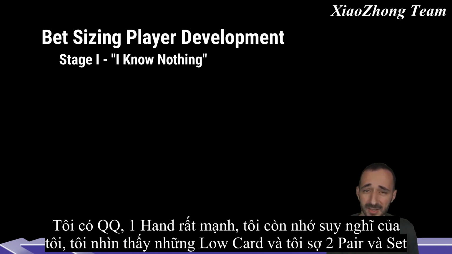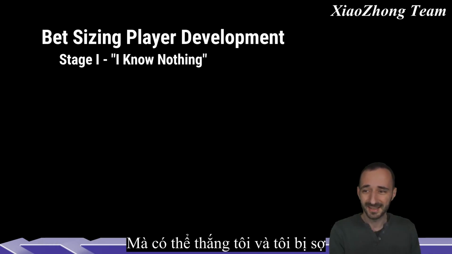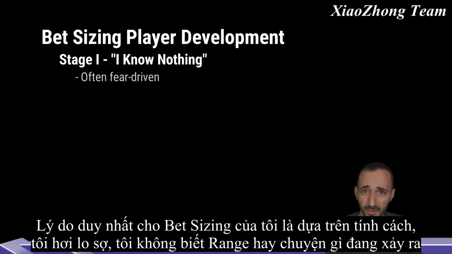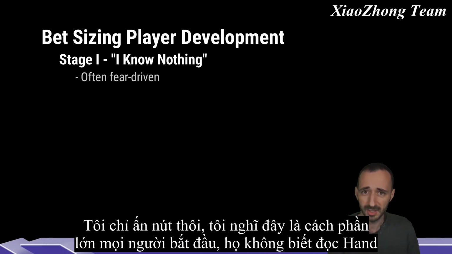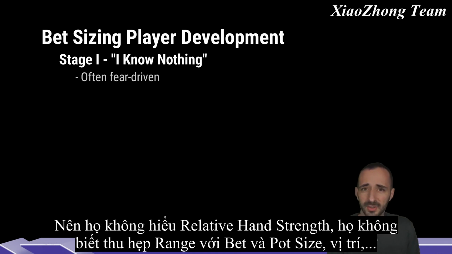My only answer, in my brain, I knew what I was thinking: I saw all those low cards, I imagined all the two pairs and sets that could beat me, and I was just scared. The only reason for my bet sizing was that, as a personality, I was a bit cautious. I had no clue about ranges or what was going on, so I was just clicking buttons. This is, I think, how most people start. They're not able to hand read in any way, so they don't understand their relative hand strength.